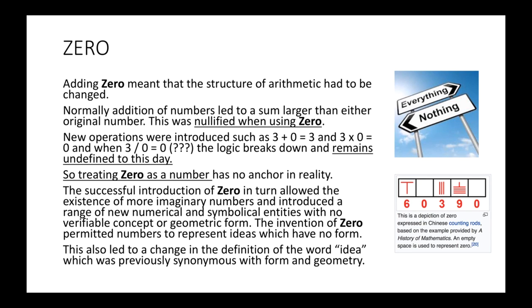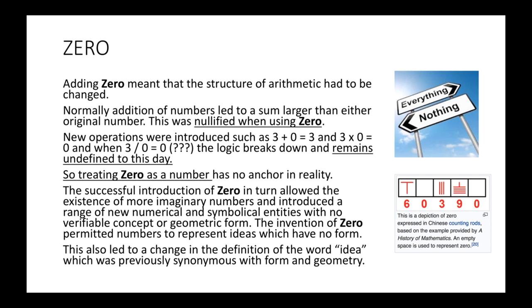So now you can add two numbers together and they don't get larger, they stay the same, such as 3 plus 0 equals 3, or 3 times 0 equals 0. And then you get the horrible problem when 3 is divided by 0, where logic breaks down, and this is still a problem in mathematics to this very day. So treating 0 as a number has no anchor in reality. There's nothing in nature that can help us.